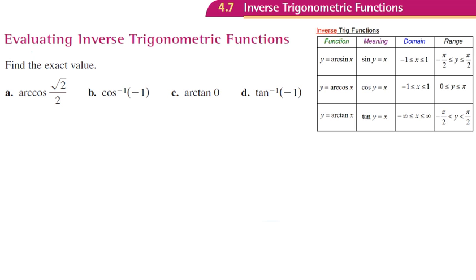Go ahead and evaluate these inverse trig functions. Okay, so let's find the arc cosine of square root of 2 over 2. This means the cosine of what angle is radical 2 over 2.